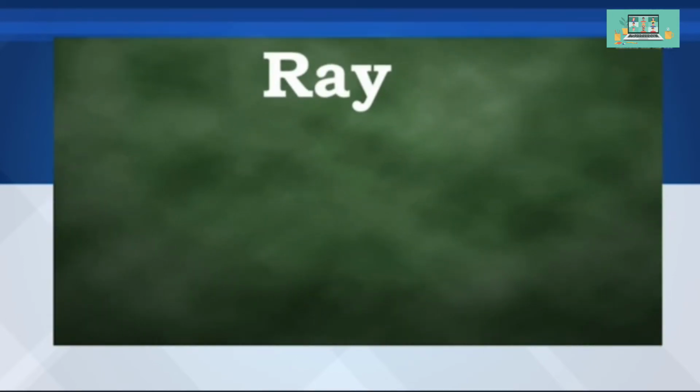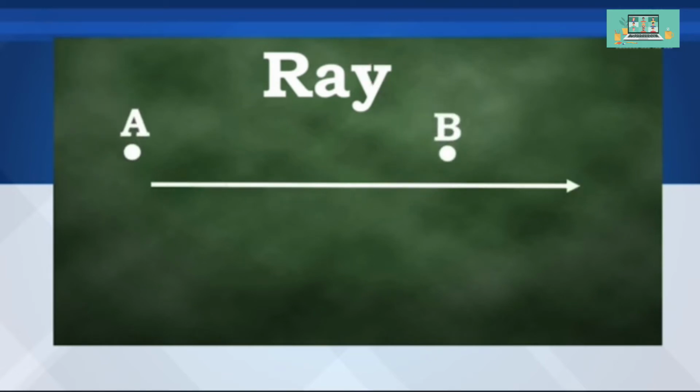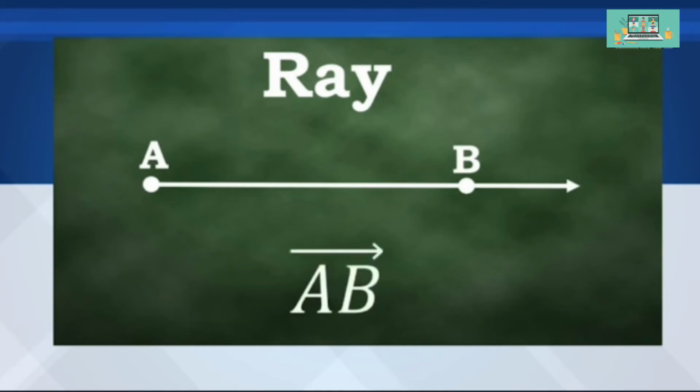How about a ray? A ray is a subset of a line that begins with an endpoint and extends endlessly in one direction. This can be read as ray AB.